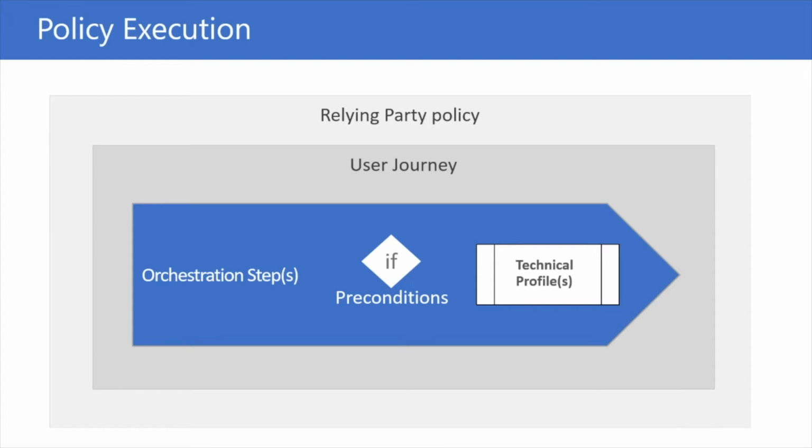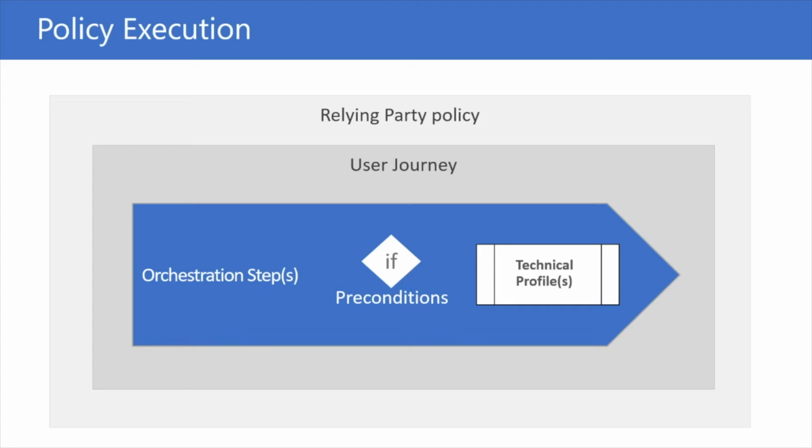Now, let's put all these concepts together a bit. We started out by talking about relying parties and the relying party policy. Your application will call the relying party policy, and this will specify which user journey gets executed. The user journey is going to define the sequence of steps that will guide the user experience through the policy. Each user journey will be made up of a set of orchestration steps. These steps perform a series of actions in a specified sequence. They evaluate things called preconditions to determine whether or not the step should be executed.